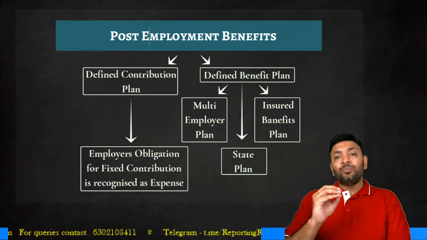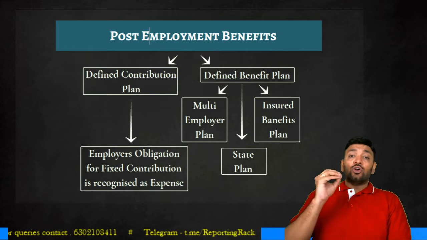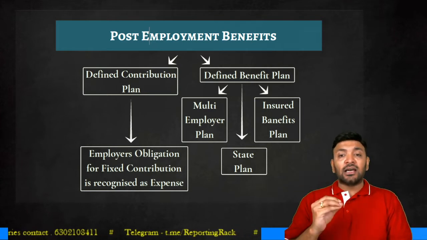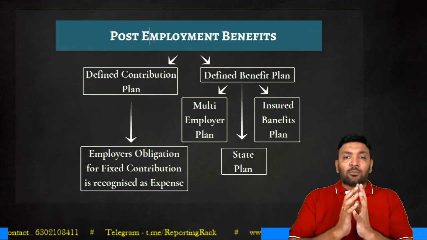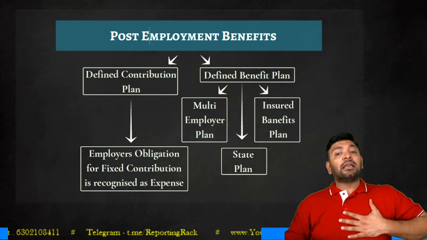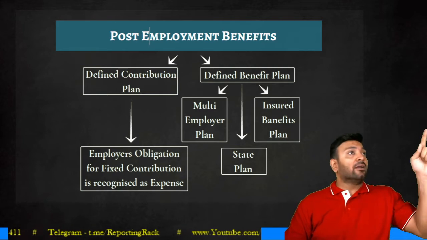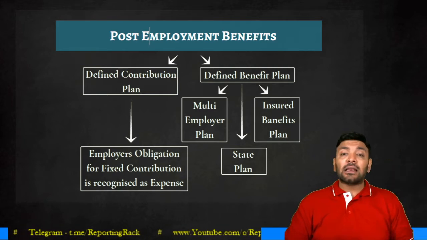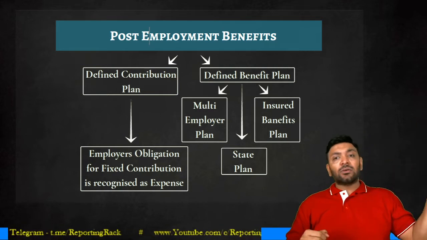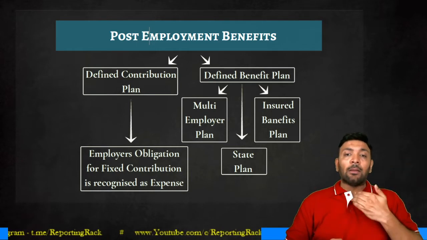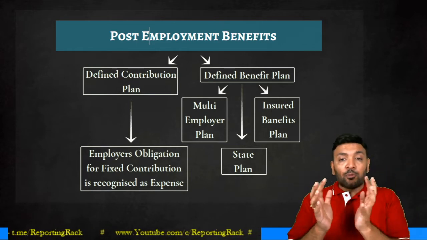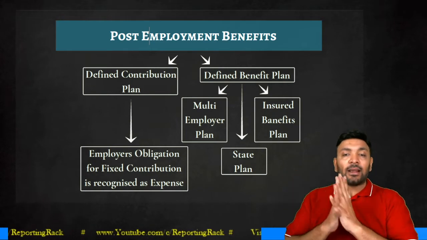So what they will do, for better management of funds, to employ an efficient fund manager, multiple employers will come together and he'll say, my current year provision is 100. What is your current year provision? My current year provision is 80. What is your current year provision? My current year provision is 250. Like this, four or five or even more employers will come together. They will pool their funds and they'll give it to the fund manager.